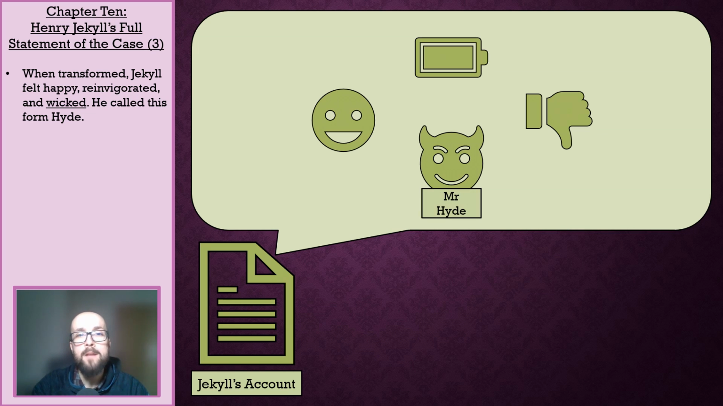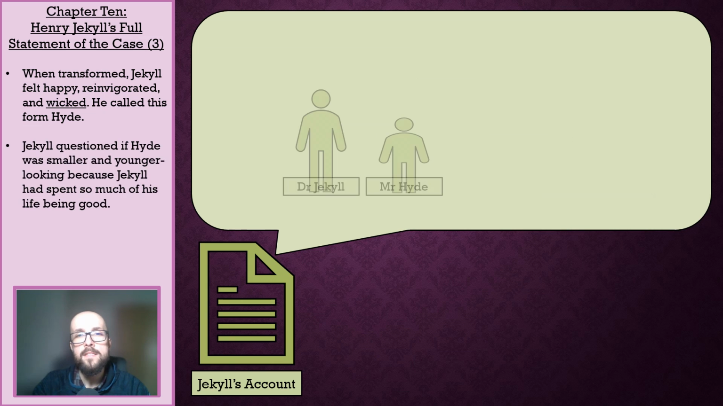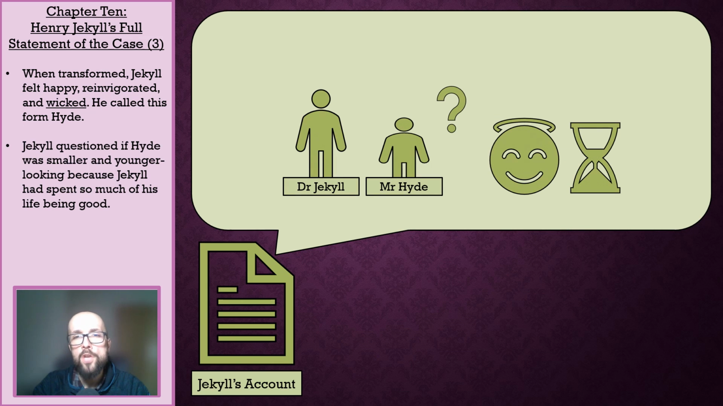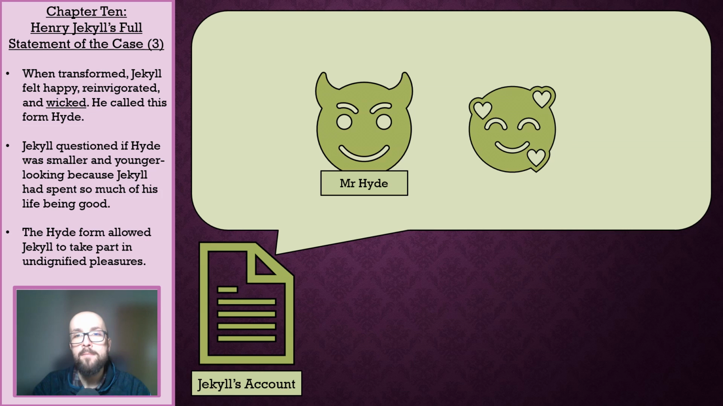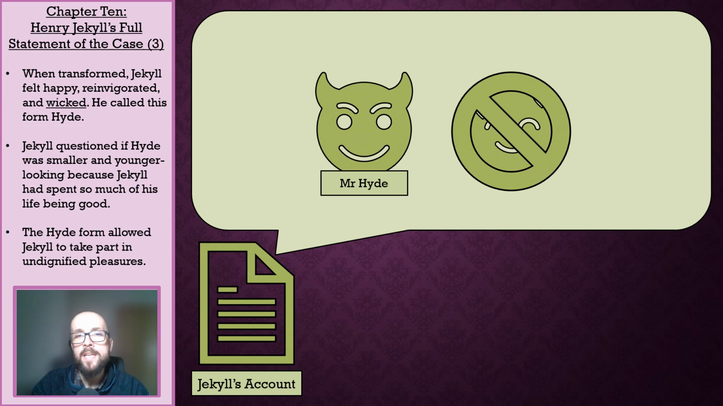This second form appeared smaller than Jekyll and younger too. Now this made Jekyll question if this is because he had spent so much of his life being good. His eviler self, in other words, seemed less developed or less experienced. Jekyll used the Hyde form to take part in undignified pleasures that Jekyll's high reputation and advanced years forbade him from indulging in.